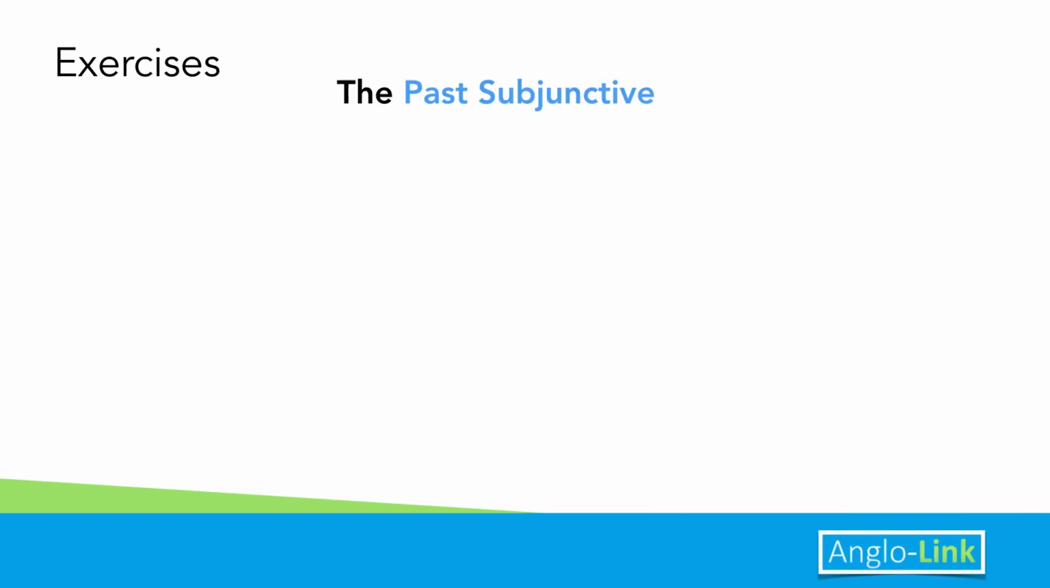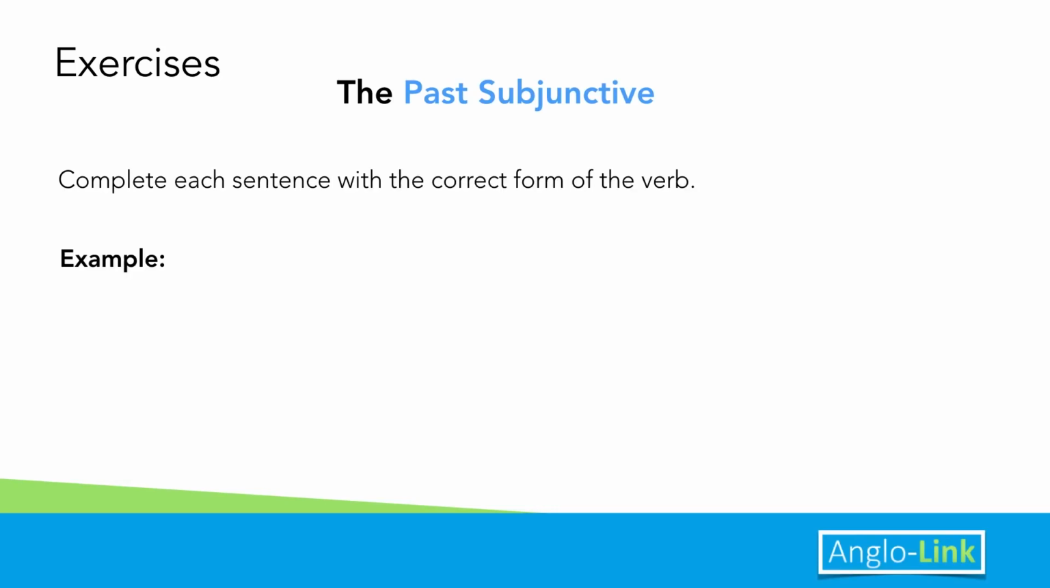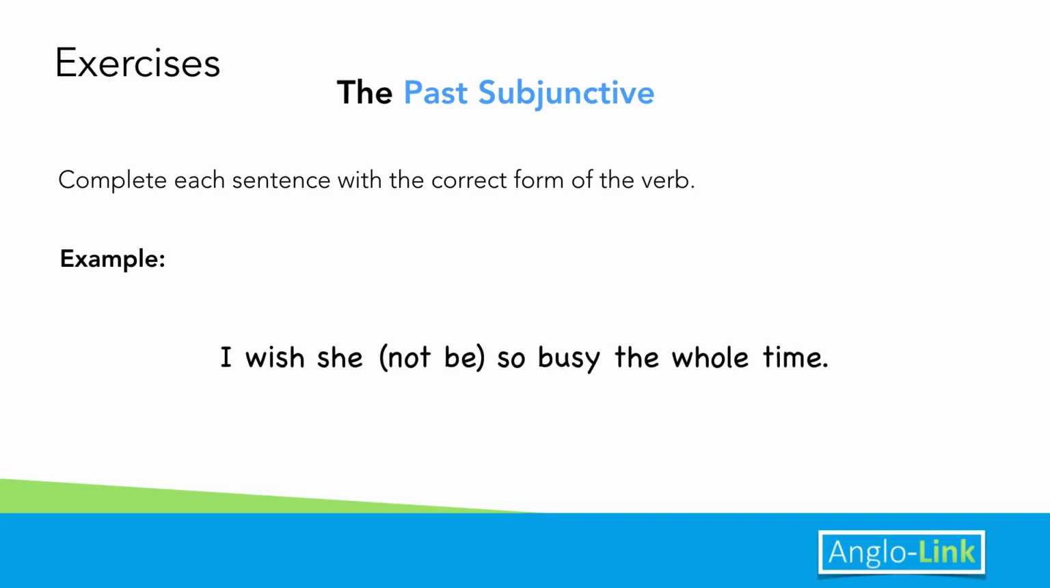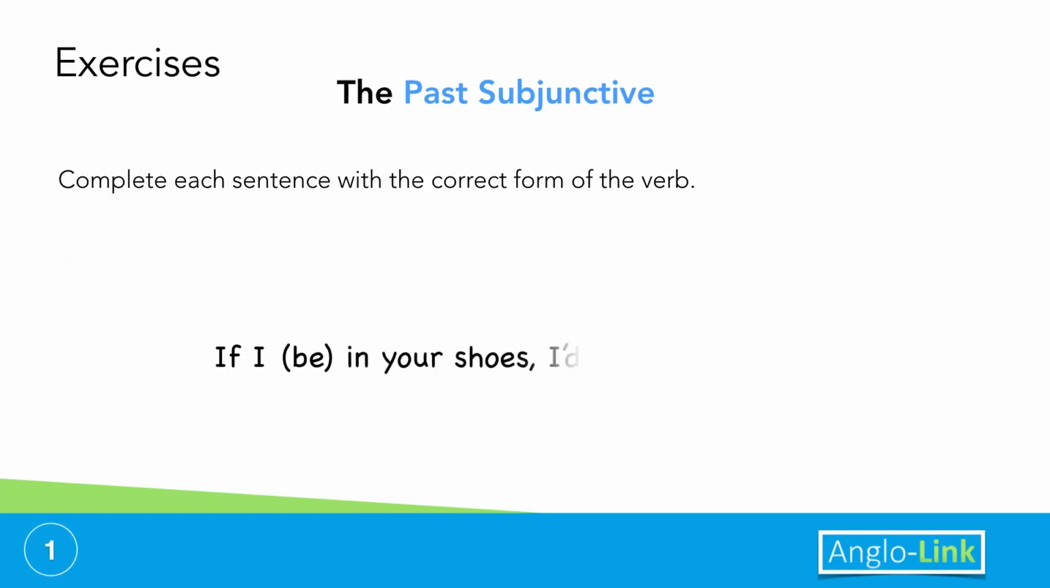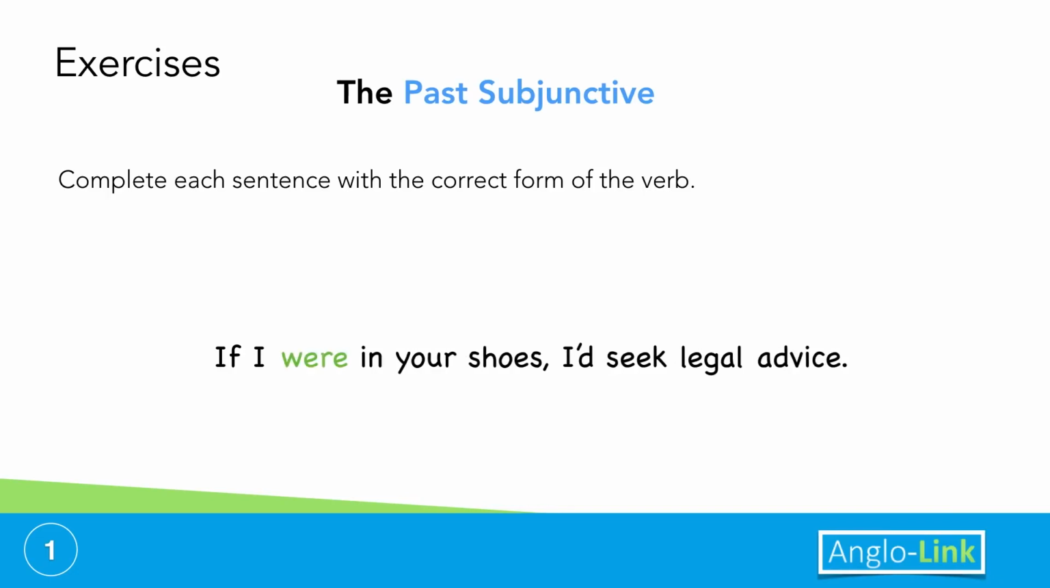Right, let's move on to the past subjunctive. Complete each sentence with the correct form of the verb. For example, I wish she not be so busy the whole time. I wish she weren't so busy the whole time. Okay, number 1. If I be in your shoes, I'd seek legal advice. If I were in your shoes, I'd seek legal advice.